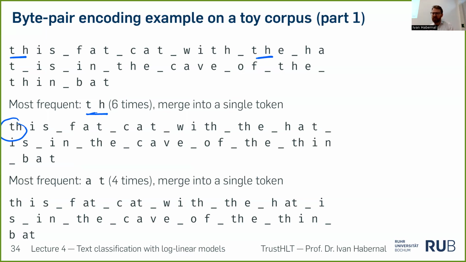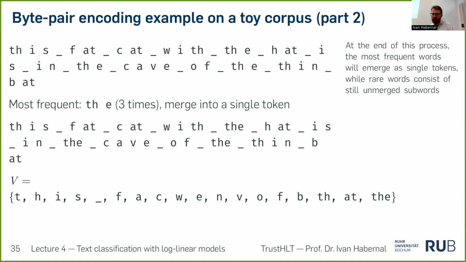Of course, T and H are already in the vocabulary, and we add TH to the vocabulary also. Then again we look for the most frequent pair, which is going to be A and T, 4 times. So again we merge A and T here, here, and so on. And in the next step, the most frequent pair is TH and E. So we merge TH and E and add it to the vocabulary.